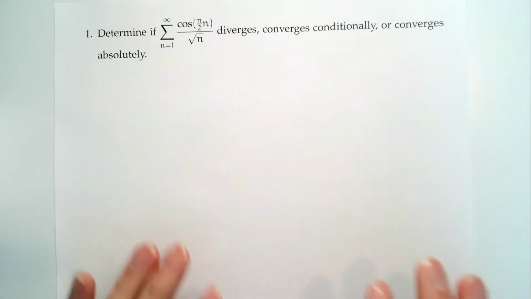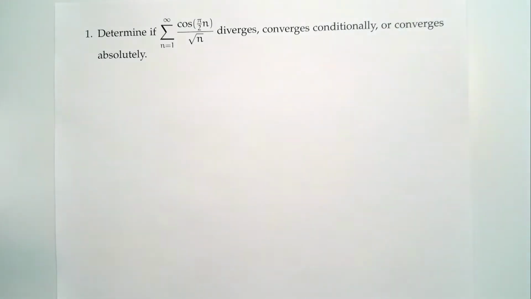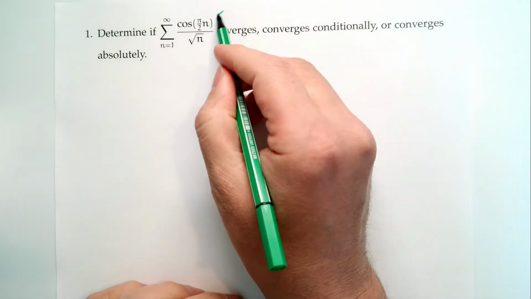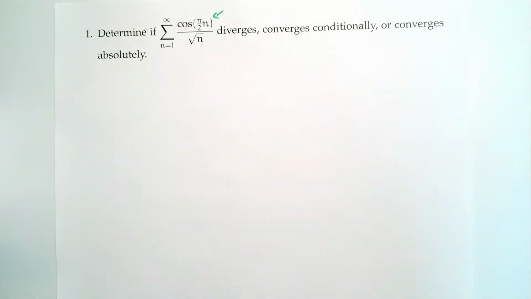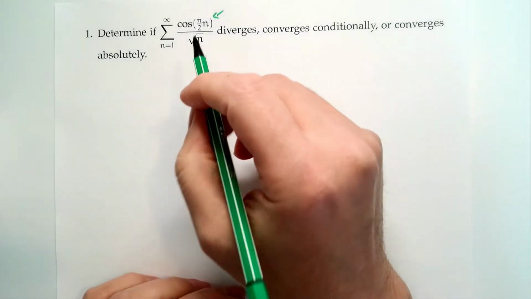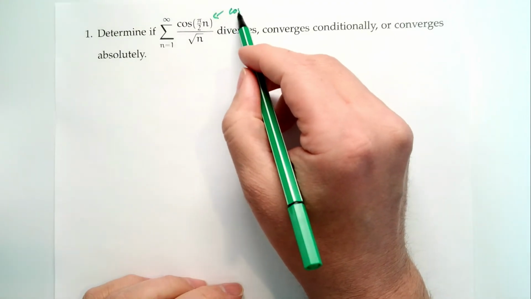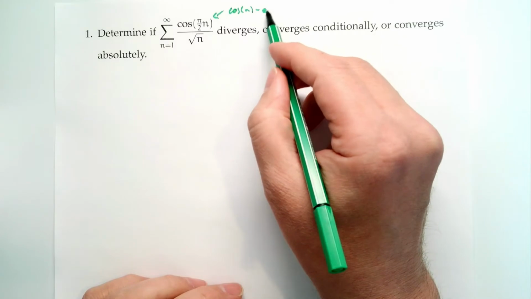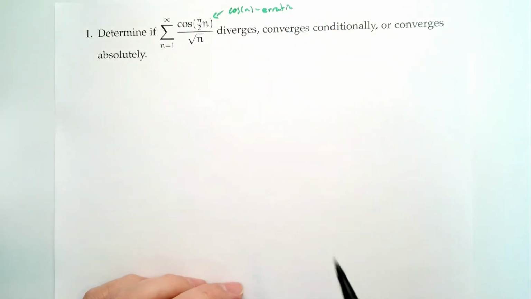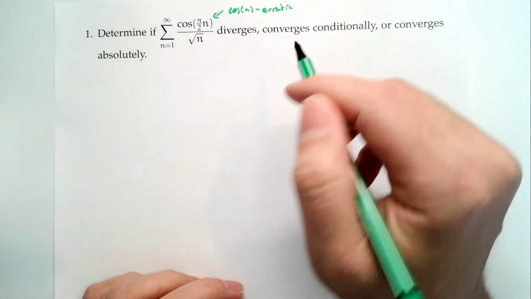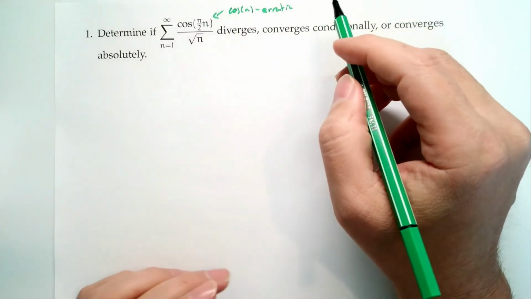Number 1, determine if the sum from 1 to infinity of cosine of pi halves n over root n diverges, converges conditionally, or converges absolutely. Well, let's think about what we have here. It's a little strange. Whenever you see something like cosine pi over 2n, you want to be a little bit careful because, well, how is that behaving? Now, we should point out that cosine of n behaves erratically, moving back and forth. Well, that's not what we have.